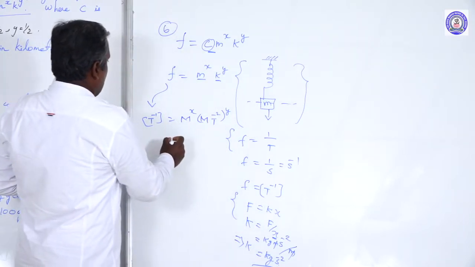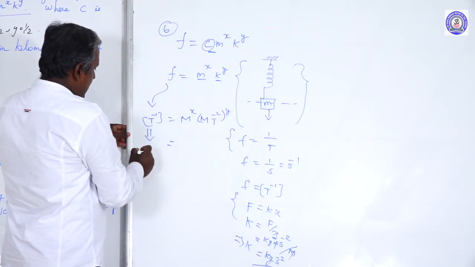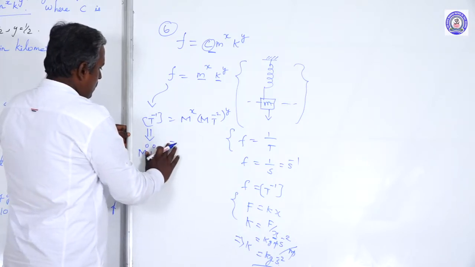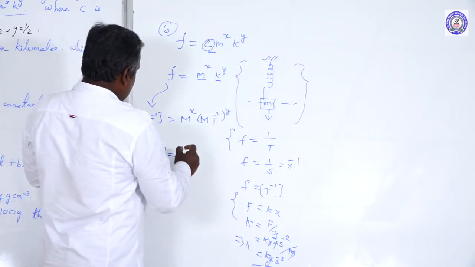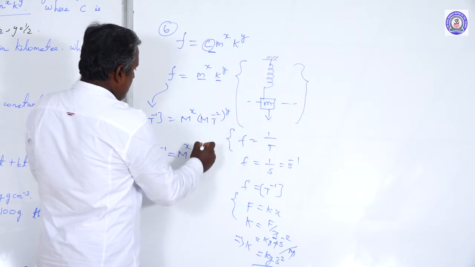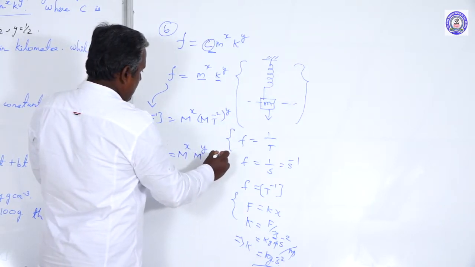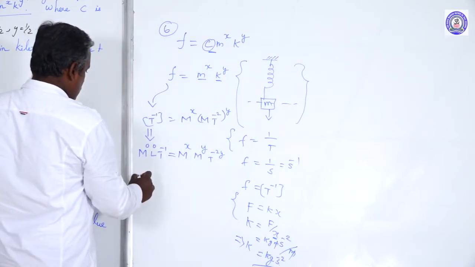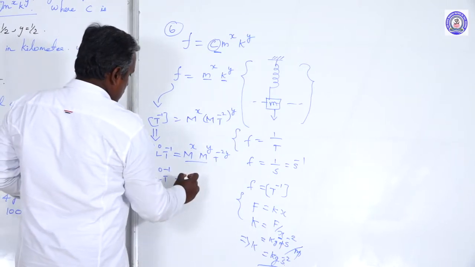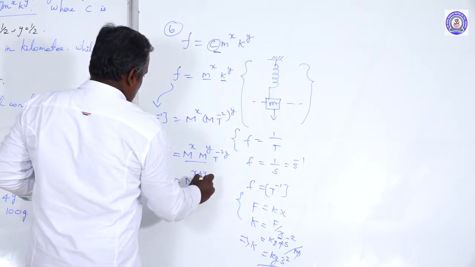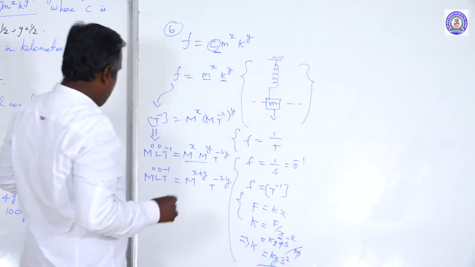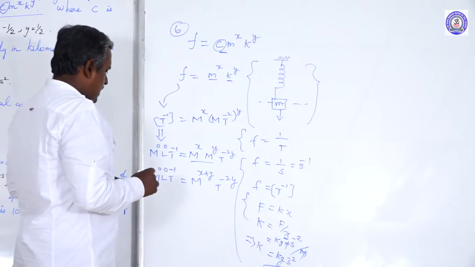Okay. Now this time we can write M power 0, L power 0, T power minus 1 is equal to M power x, M power y, T power minus 2. Clear? So M power 0, L power 0, T power minus 1 is equal to M power x plus y, T power minus 2. Okay. Comparing.